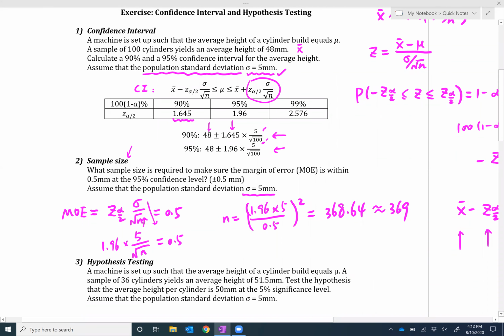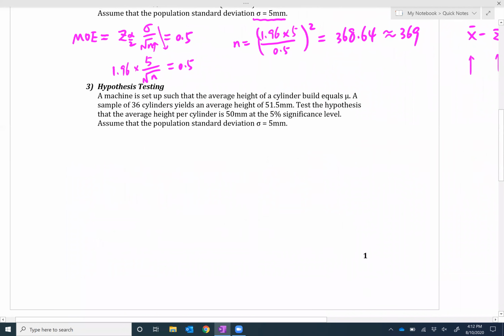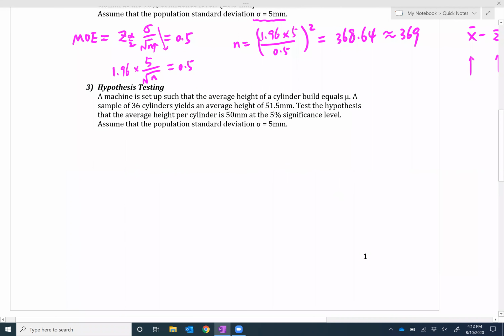Okay, so far we finished the confidence interval discussion and also how sample size impacts the margin of error. Now, let's do hypothesis testing. We are still going to test on the mean, assuming the population standard deviation, or population variance, is known. So a machine is set up such that the average height of a cylinder built equals mu. A sample of 36 cylinders yields an average height of 51.5 millimeters.